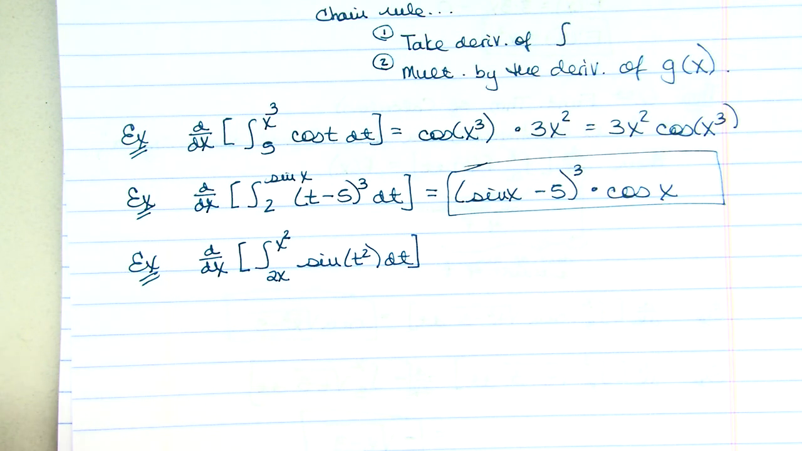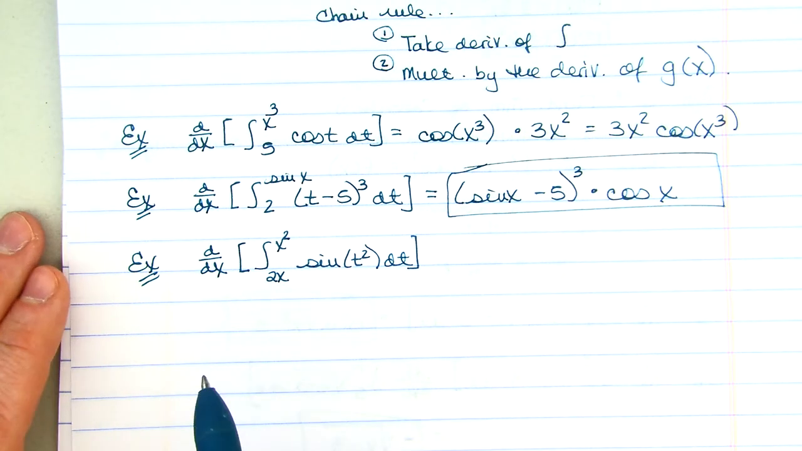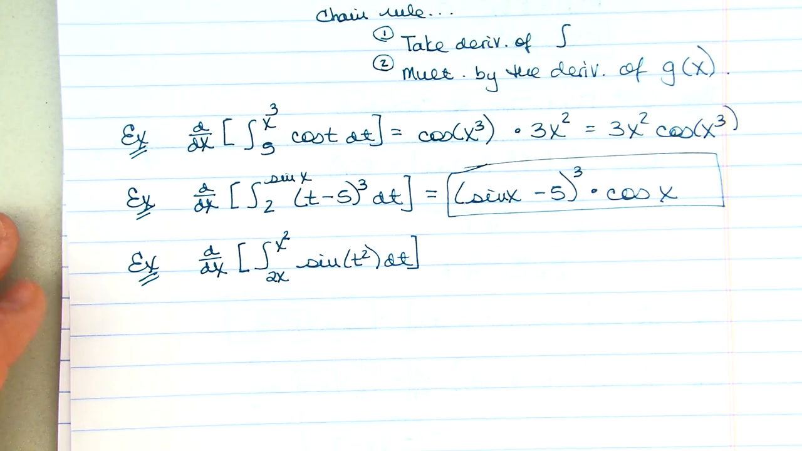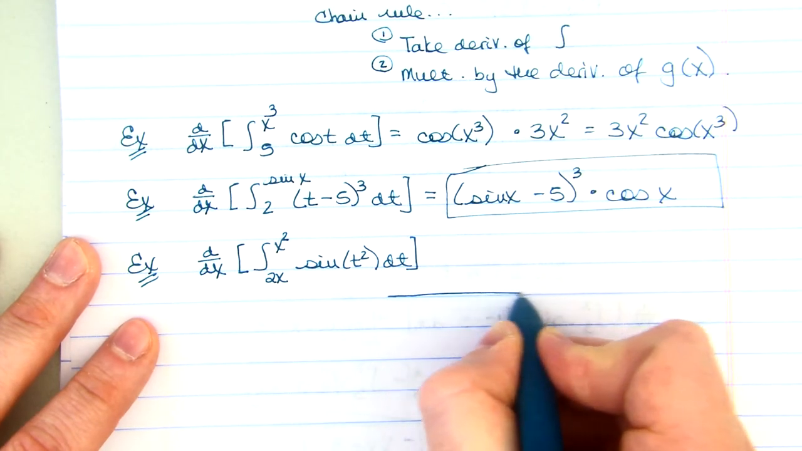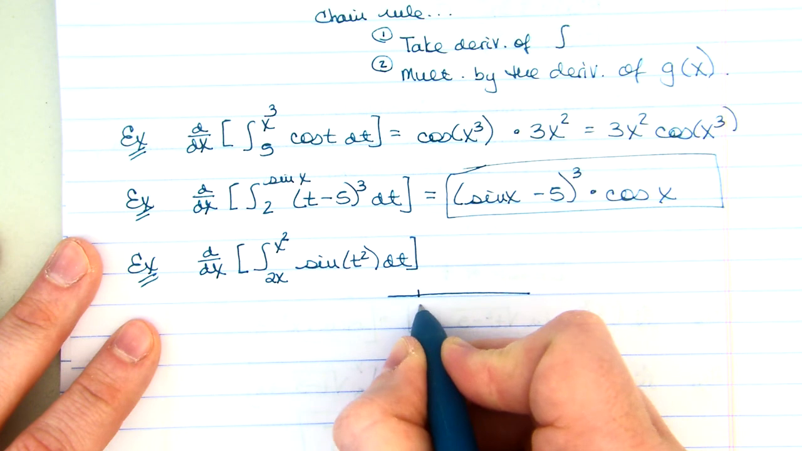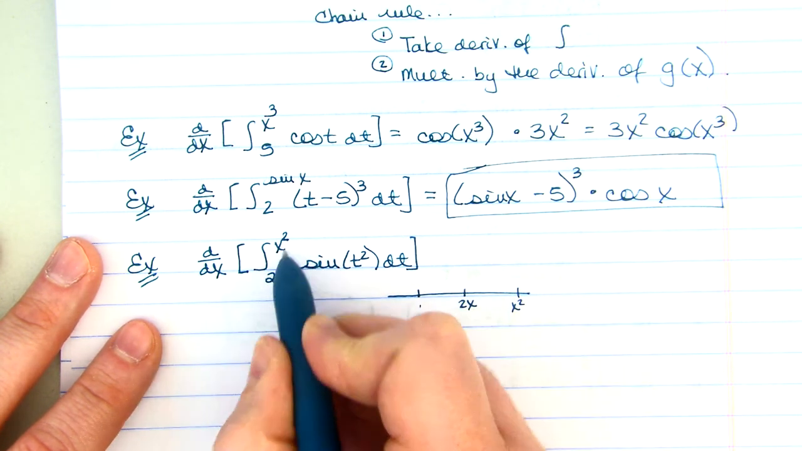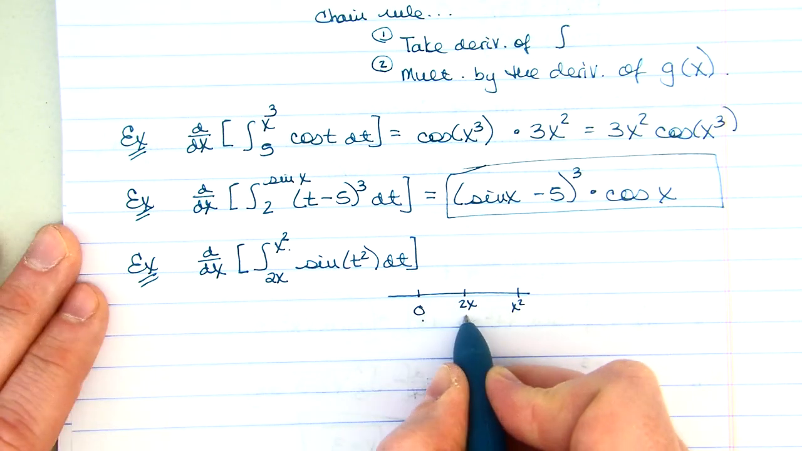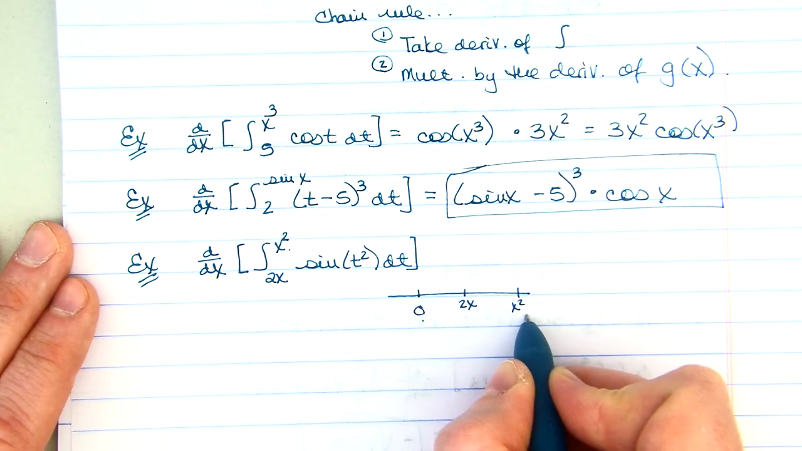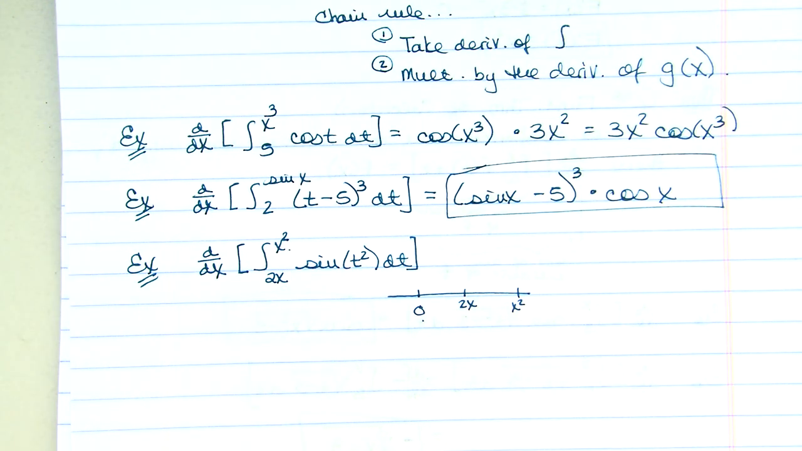I can't use the second fundamental theorem of calculus right away on this because the lower limit isn't a constant, it's another function. Here's what I can do. Just go with me on this. How about I say that 2x is kind of my lower limit, x squared is my upper limit. What if I say that 0 is less than 2x is less than x squared? Not necessarily always the case, but just go with me. The logic will still fit for this problem.